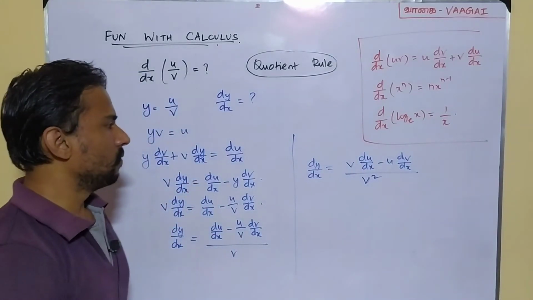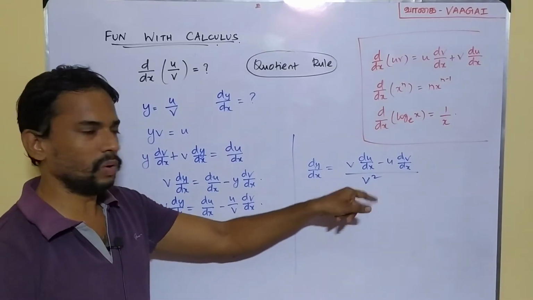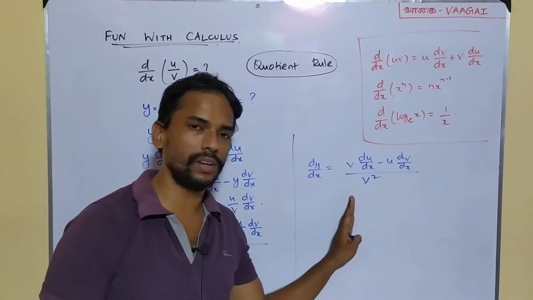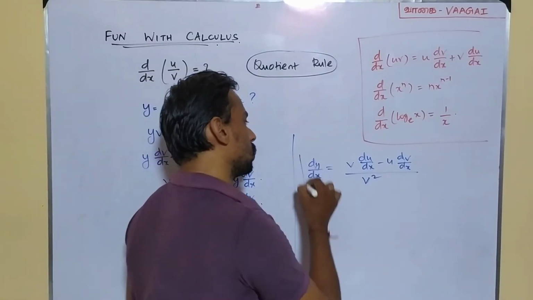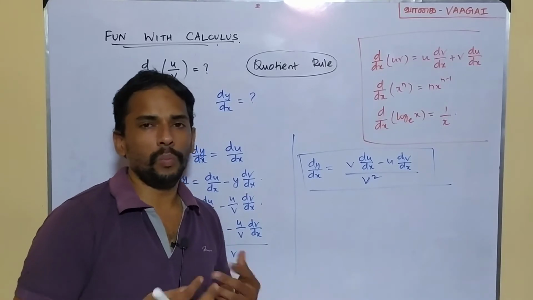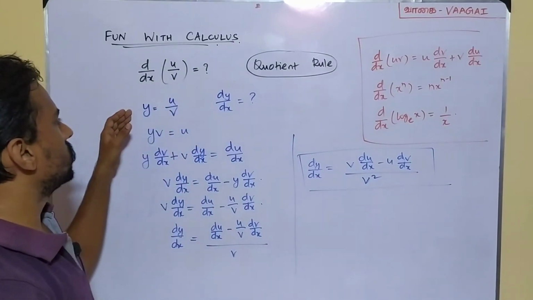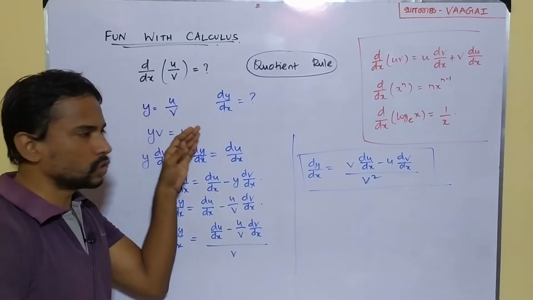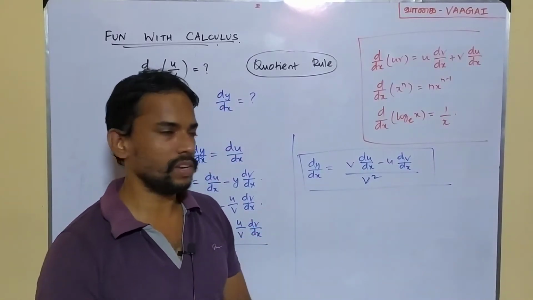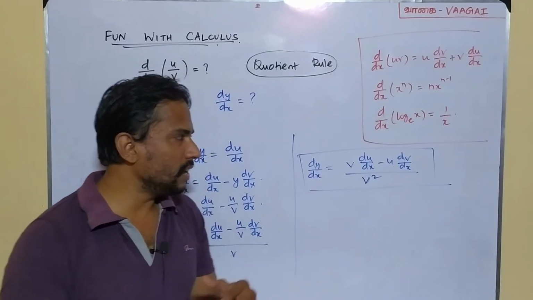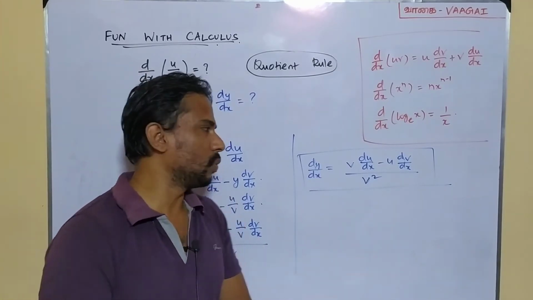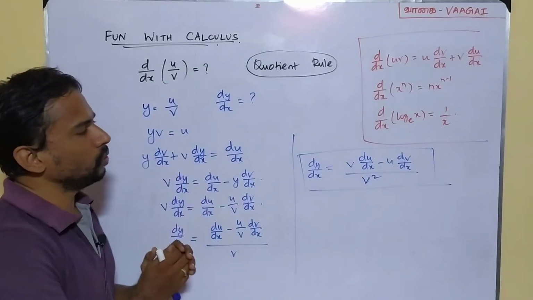So that means we will have dy by dx is equal to v du by dx minus u dv by dx, whole divided by v square. So this is going to be the derivative of u by v, right? When you consider y as u by v, dy by dx is equal to, we got the answer. So the derivative of u by v is going to be v du by dx minus u dv by dx, the entire thing divided by v square. And this is through our first approach.